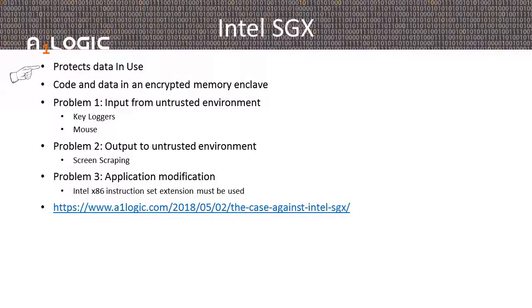Intel SGX can be used to protect data in use. SGX loads the code and the data in an encrypted memory enclave and executes the code on the data. One of the biggest problems with Intel SGX is that the SGX enclave acts like an island of trust in the middle of an untrusted environment. User input and output cannot get to or from the SGX enclave island without passing through the untrusted environment, where its confidentiality and integrity can be compromised.